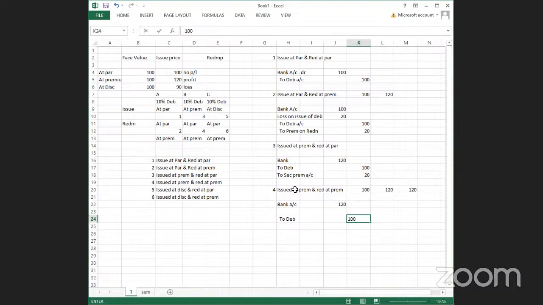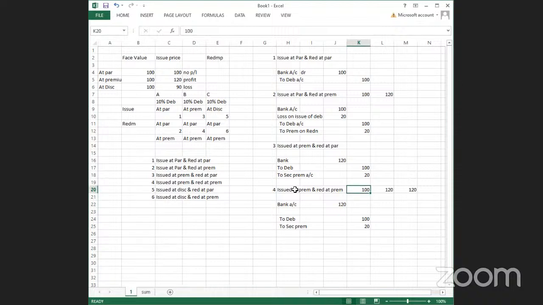Against debenture, always write face value, 100 rupees. Against bank, write the amount which is collected in the bank. If you are issuing at premium, definitely the amount will be more. So that extra 20 rupees we collected is to securities premium. This is similar to your third entry, isn't it? Very similar.